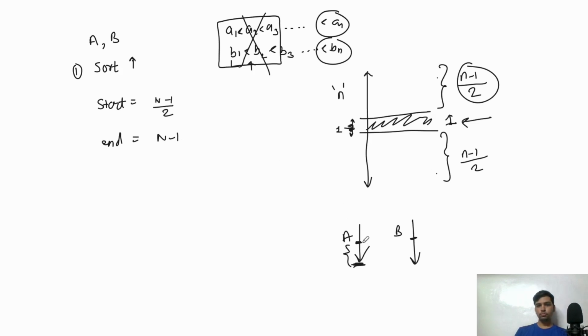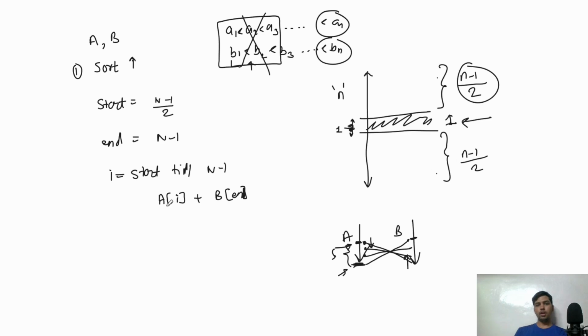Then we'll pair the starting position of A with the ending position in B, and then the next will be paired with this, and the next with this, and likewise. Indirectly, we'll increment this and decrement this part. So let's say we iterate from I equal to start till the end of this array, that will be simply n minus 1. And we add A[i], that is the ith element after the start, with B[end].